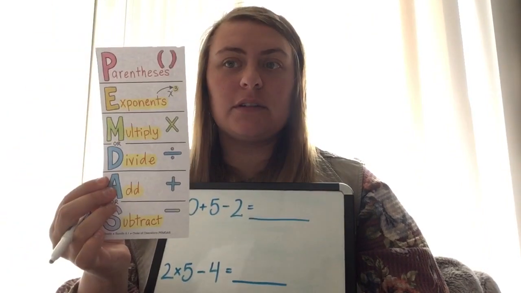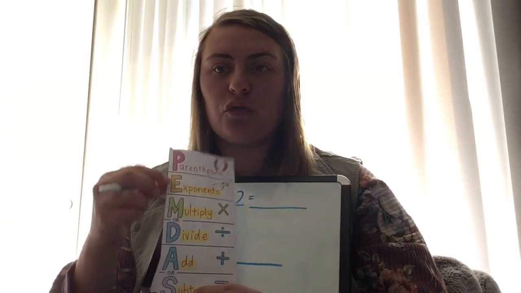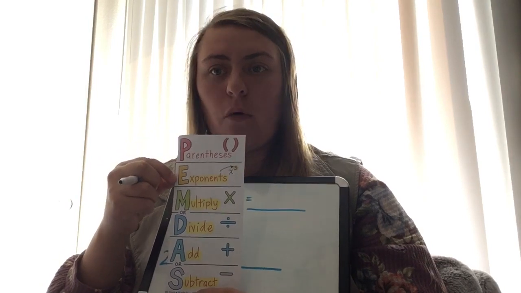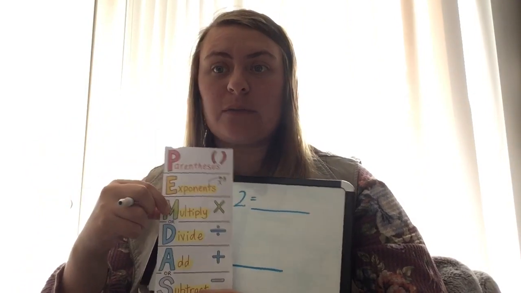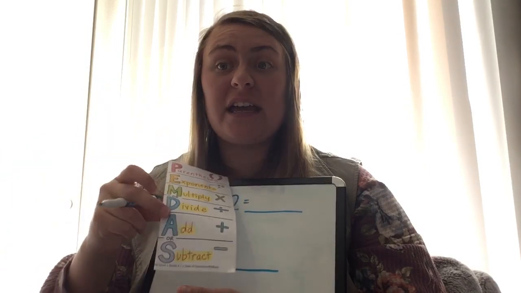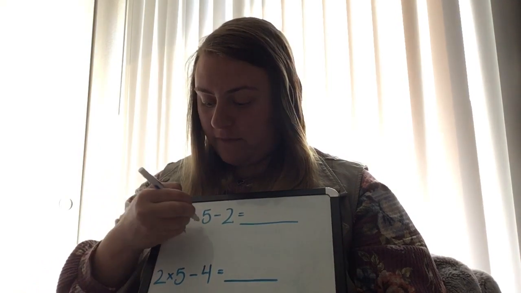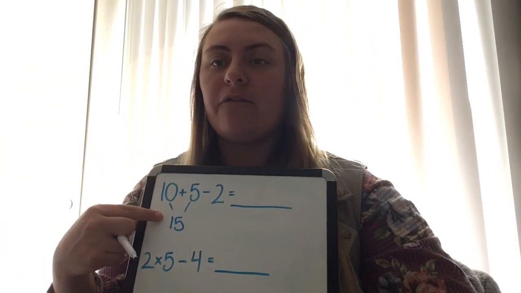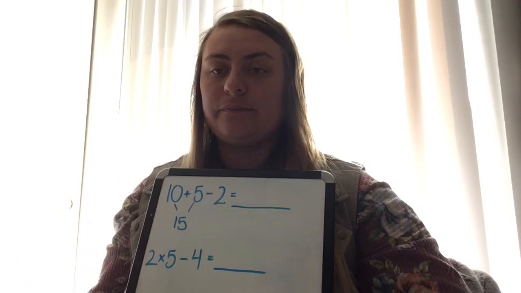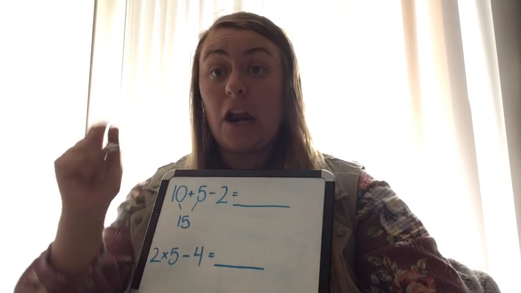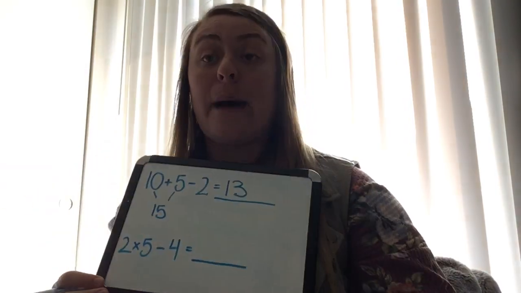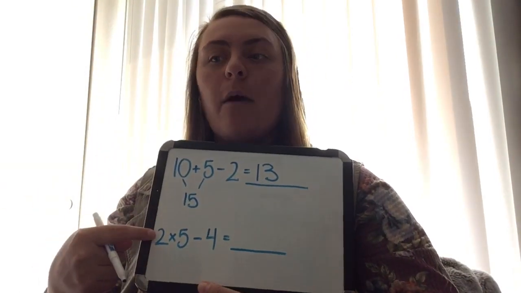Let's get out our tools. If we look on our tool sheet, there are no parentheses, no exponents, no multiplication, no division. Oh, but there is addition. So we're going to start by adding. 10 plus 5, someone tell me what that equals, please. 15. Great. And now we have 15 minus 2, and our answer is 13. Fabulous job, my friends.